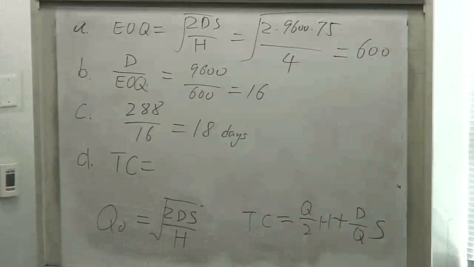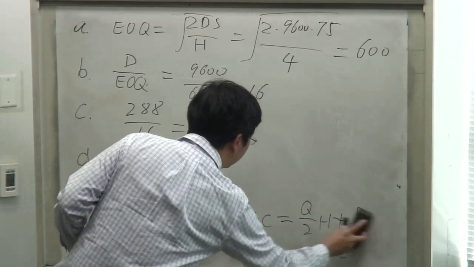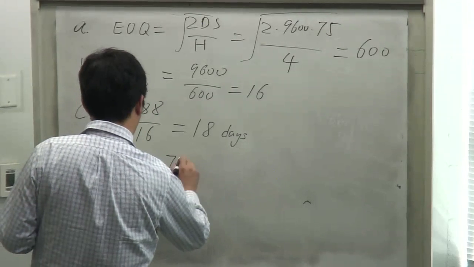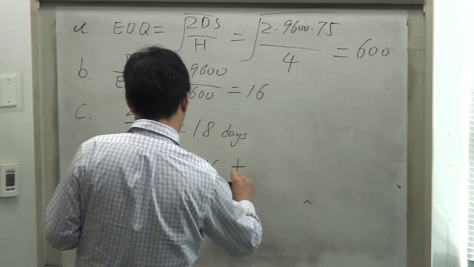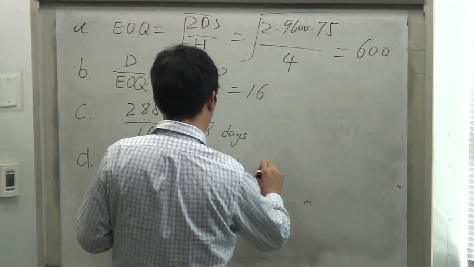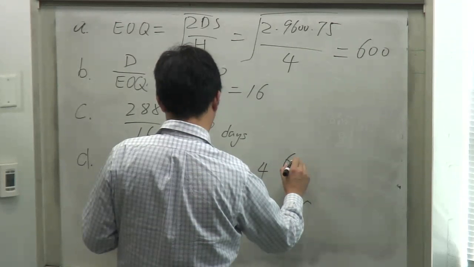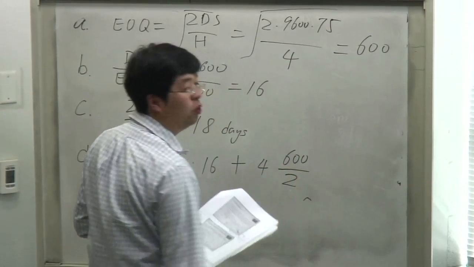Minimize total cost for part D? Anybody? Aaron? I'll try. I just took the ordering cost of 75 and multiplied it by your number of orders per year, 16. And then added that to the annual carrying costs, which is $4 times 9,600. Would it be 600? Should be 600 divided by 2, in fact.